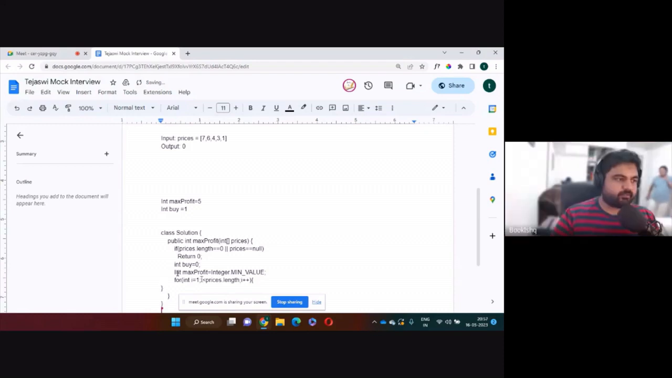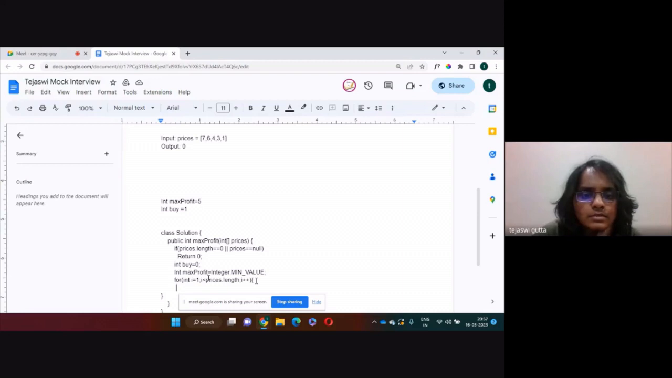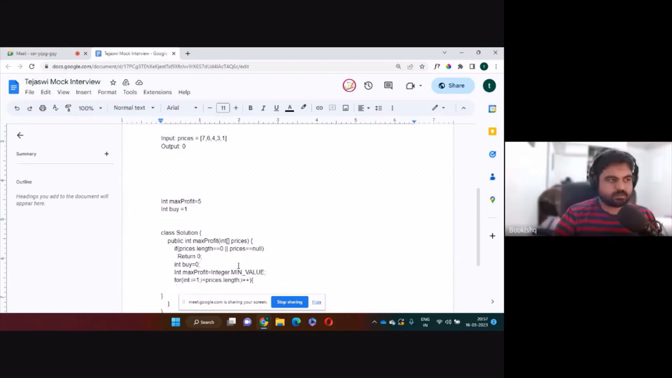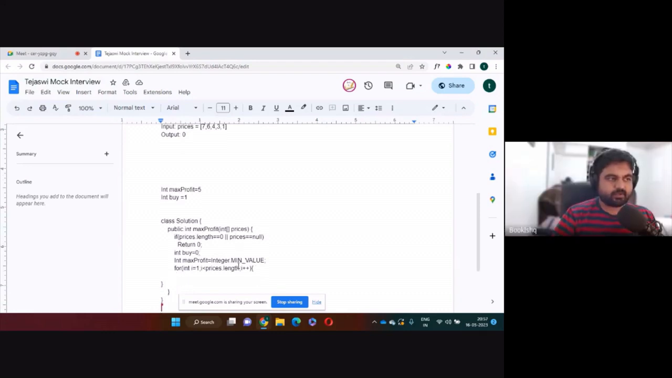Just a quick question. Why did you start your for loop from i equal to 1? Yeah, because I'm considering that I've already bought the stock at the 0th day. I mean the one at the 0th index. So where is the value of the stock price at 0th day? Stock price.